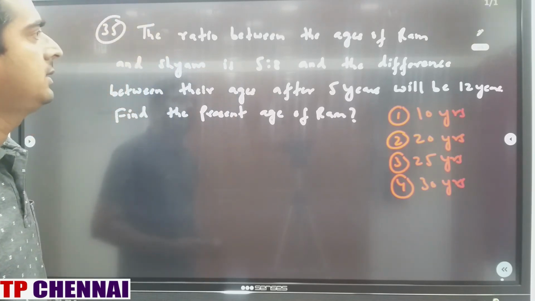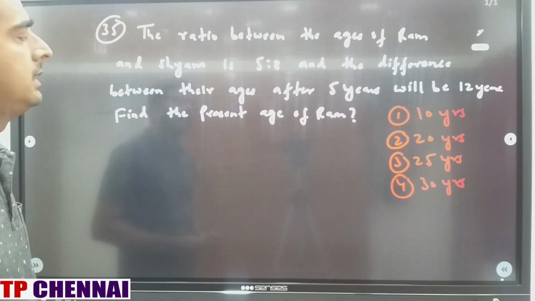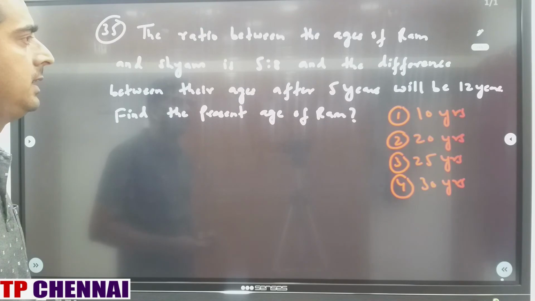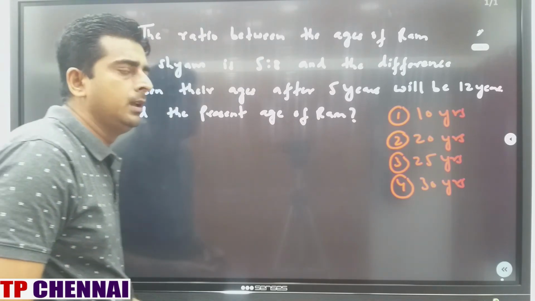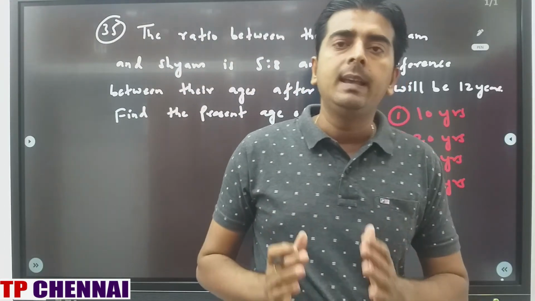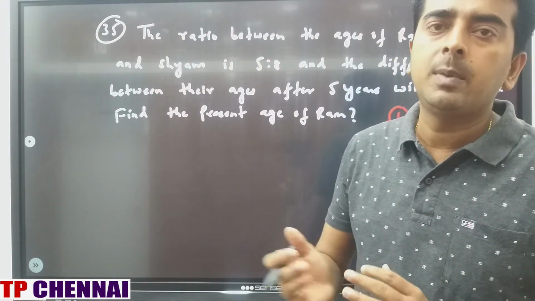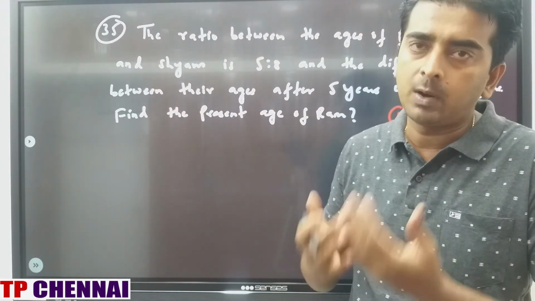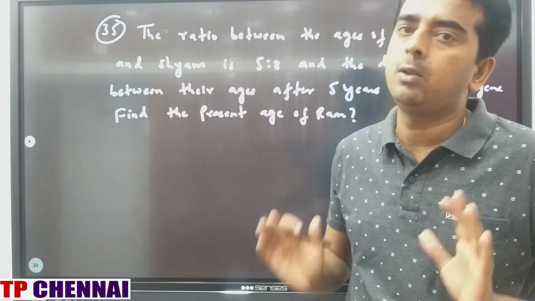The ratio between the ages of Ram and Shyam is 5:8 and the difference between their ages after 5 years will be 12 years. Find the present age of Ram. The age difference between two persons or n number of persons remains the same always, after 1 year, after 2 years, even in the future also, right?